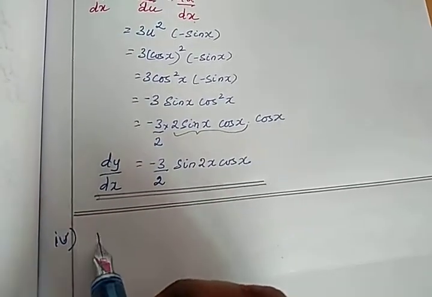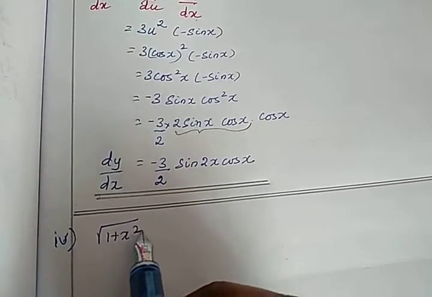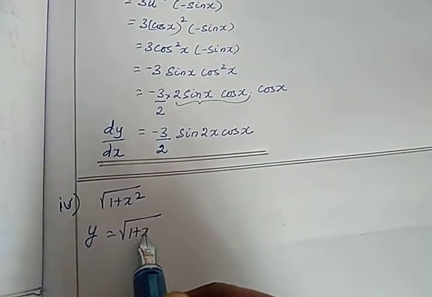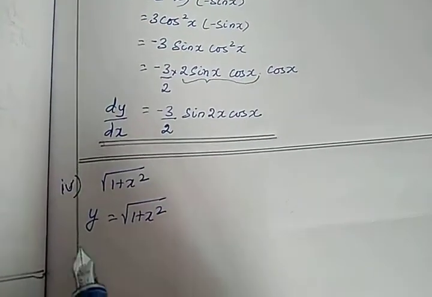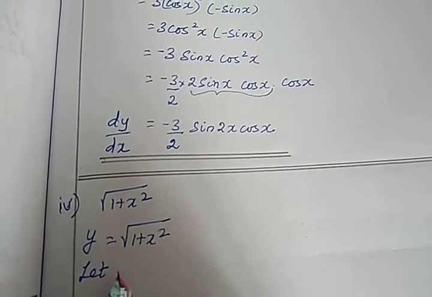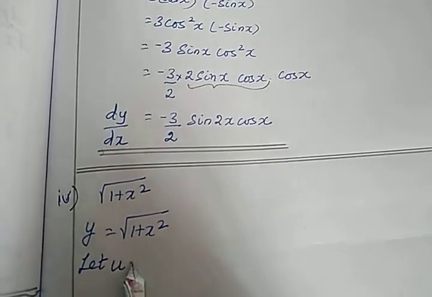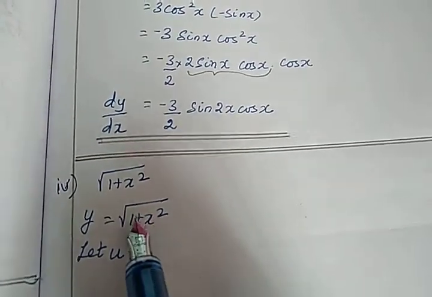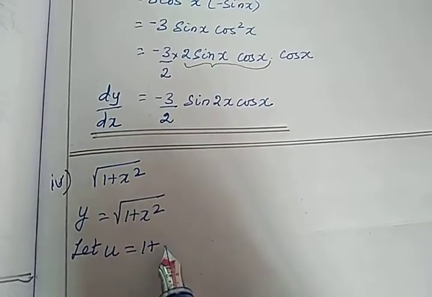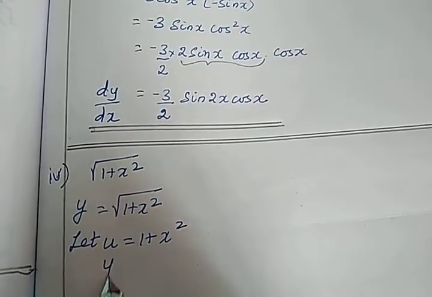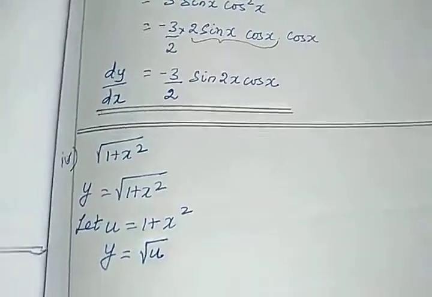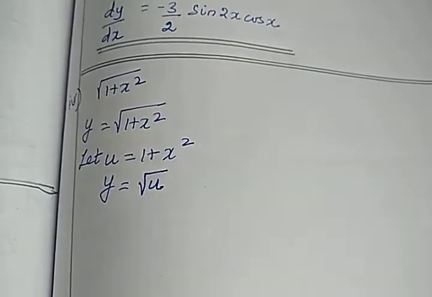Fourth sum is root of 1 plus x squared. We will take this as y. Y is equal to root of 1 plus x squared. So let u be equal to, we will take the expression alone, avoiding the root. Okay, let u be equal to 1 plus x squared. Then what will be y? Y will be root of u. Okay, now shall we write the formula?